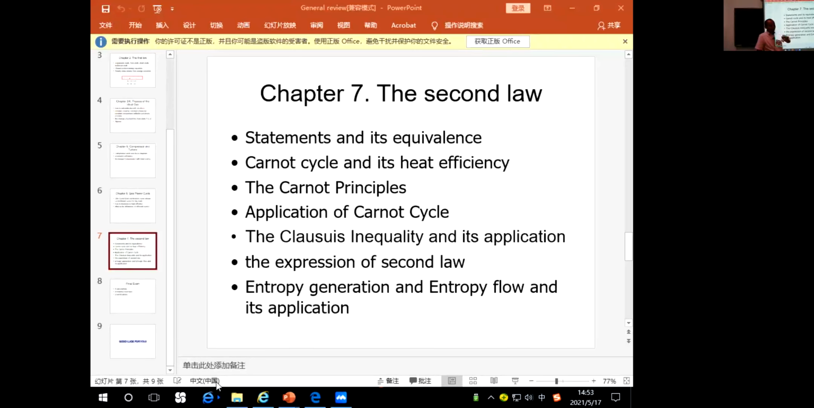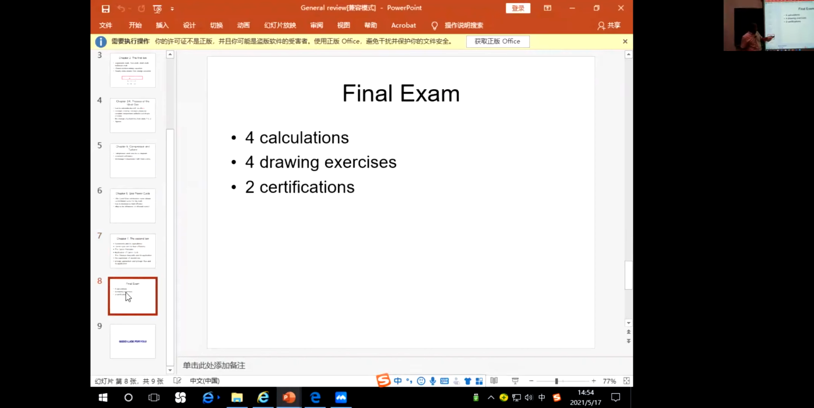You will meet in... but I will tell you. For example, if in one exercise you need a cycle, I will tell you which kind of cycle you should use. For example, here, this one.